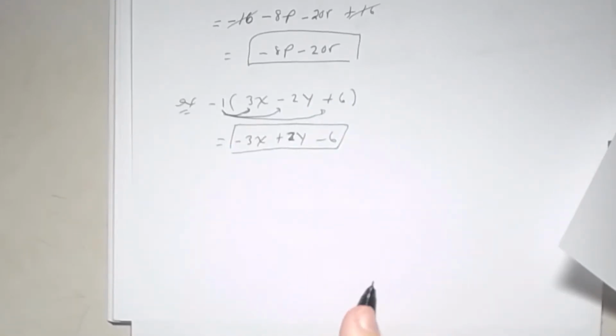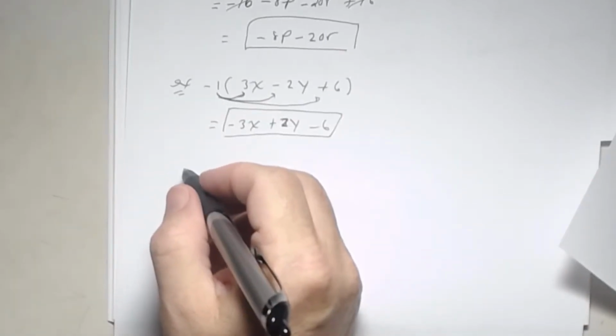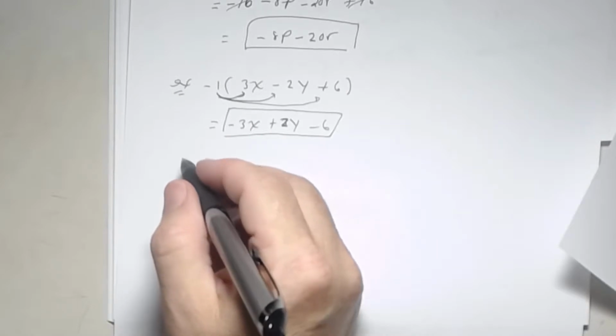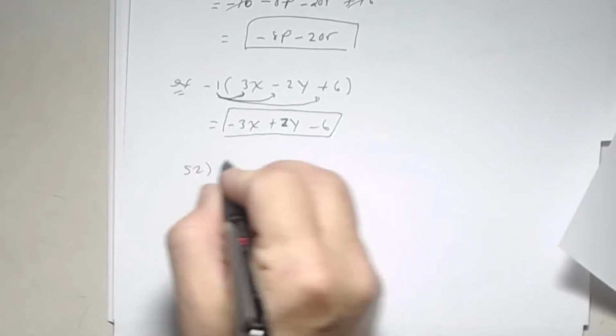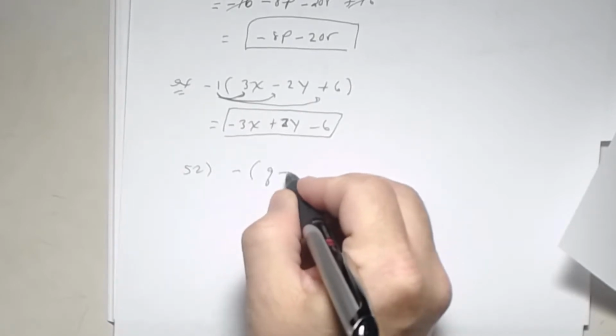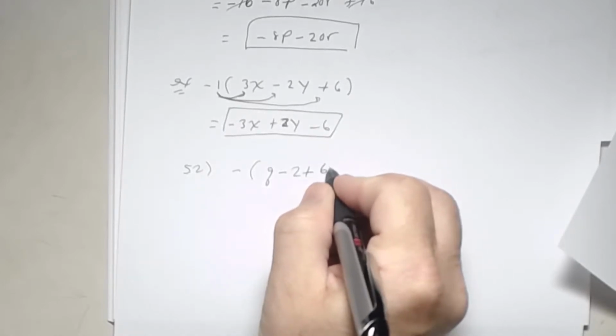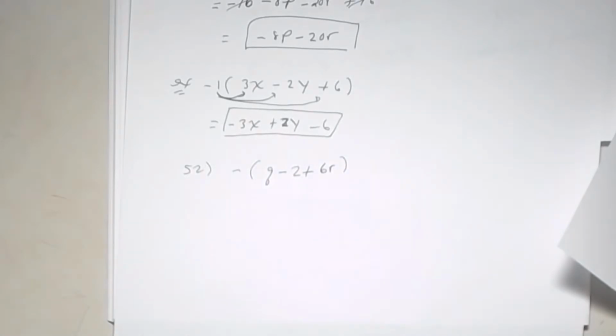All right. Now, okay, this is going to be number 52. Okay, that's what it looks like. Yes, 6r. All right, what do you think you can distribute?